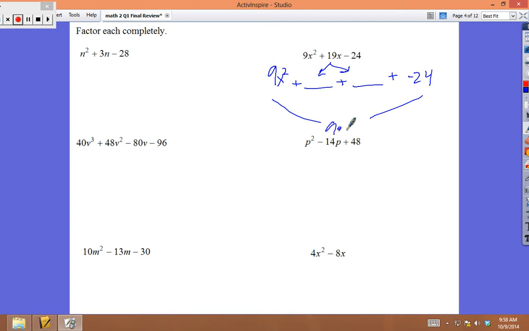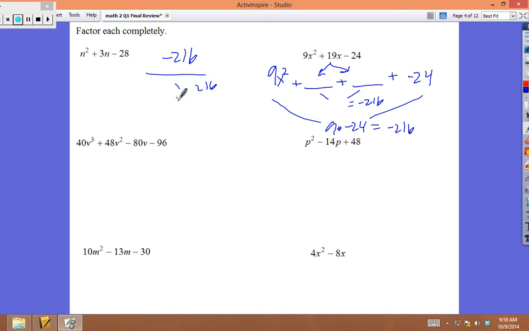9 multiplied by a negative 24, 9 times a negative 24 equals a negative 216. And I know that the very middle times the very middle will also equal a negative 216. So they got that in common. But they have to add and give you 19. So a negative 216, I know if it times to give you negative, one's got to be positive, one's got to be negative. So I can start making a list.